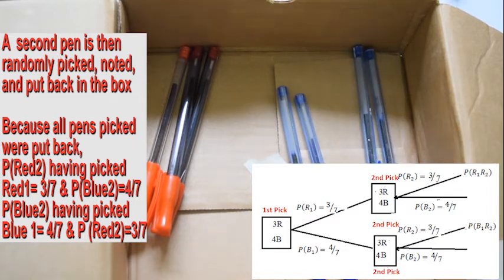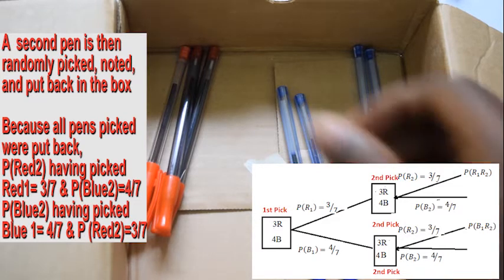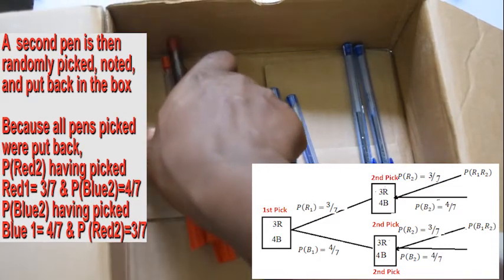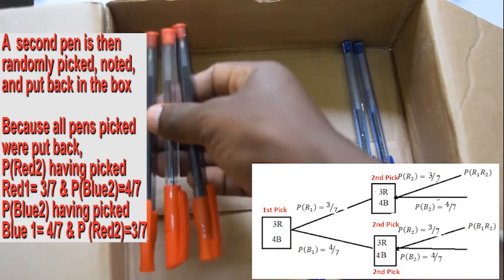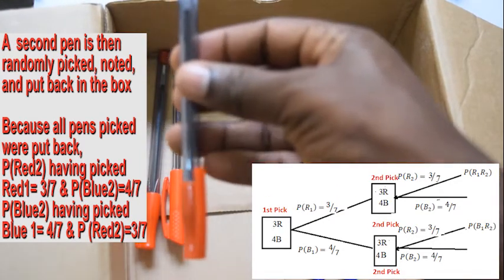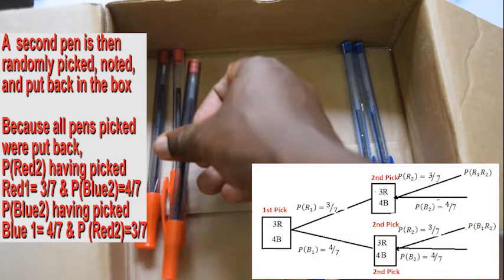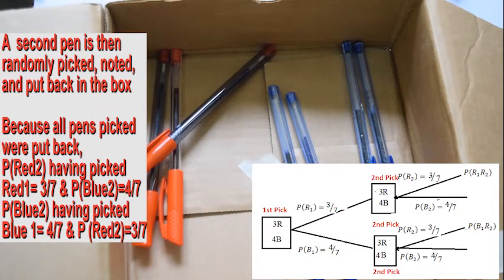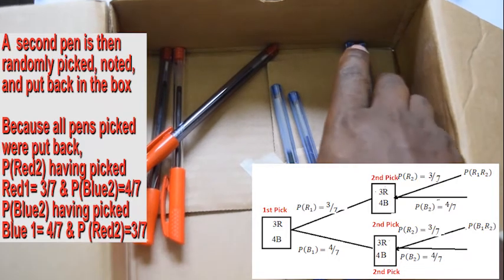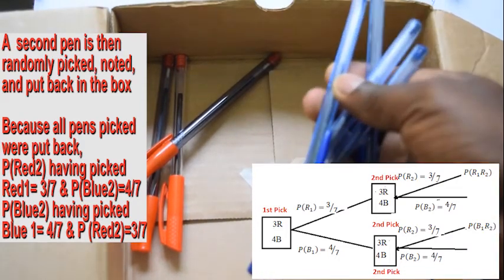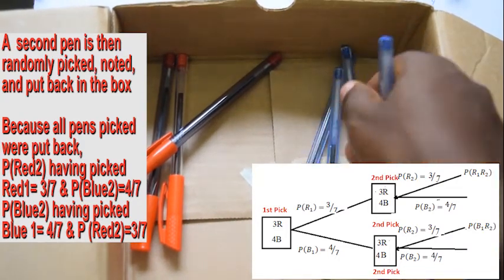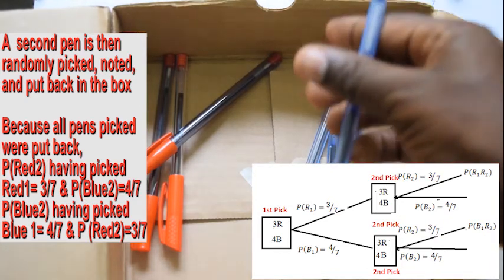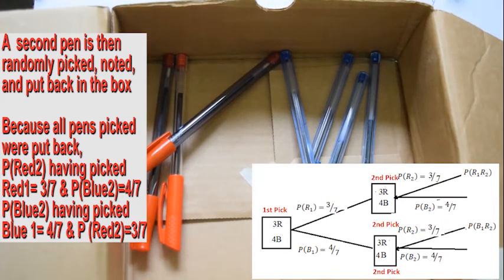Note that if a red pen was picked first, then the probability of picking a red pen second is 3 out of 7 and a blue pen is 4 out of 7. Alternatively, if a blue pen was picked first, then the probability of picking a red pen second is 3 out of 7 and a blue pen is 4 out of 7.